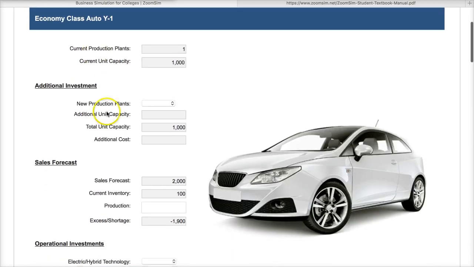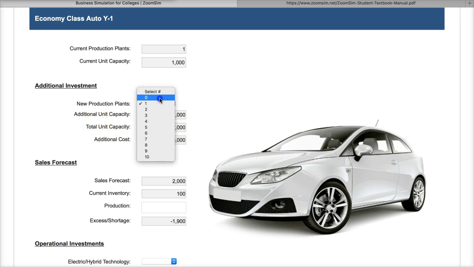In this tab, I have to build my cars. So I forecasted 2,000 vehicles. I currently only have one production plant that can make 1,000 vehicles. So I'm going to need to buy one production plant, and that's going to increase my total capacity to 2,000. You see here, I had 1,000 as total capacity because that's what I owned. And I went out and bought another plant. Now I have 2,000 capacity, and it cost me $10 million to do that.